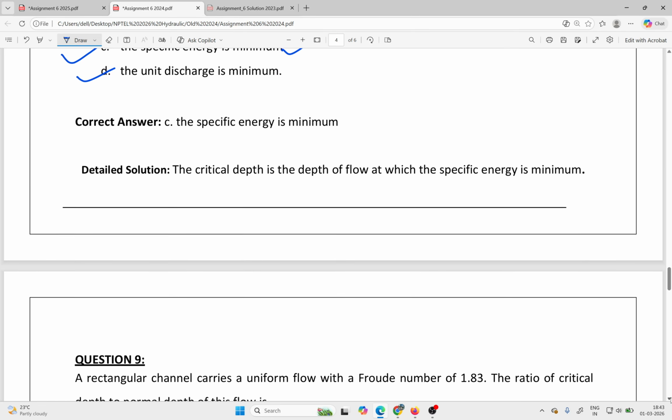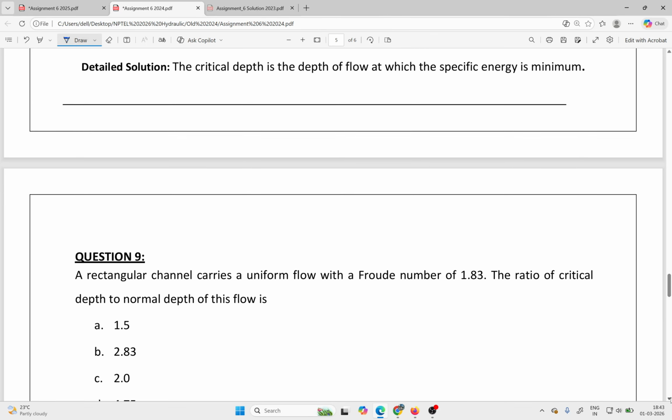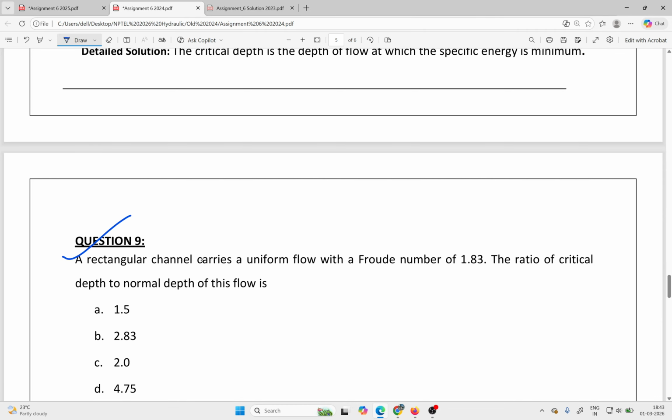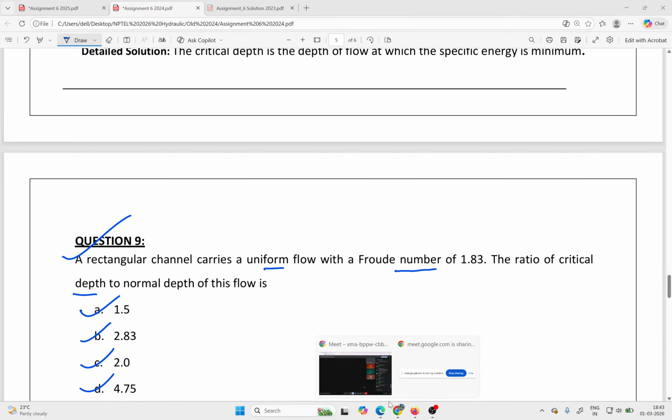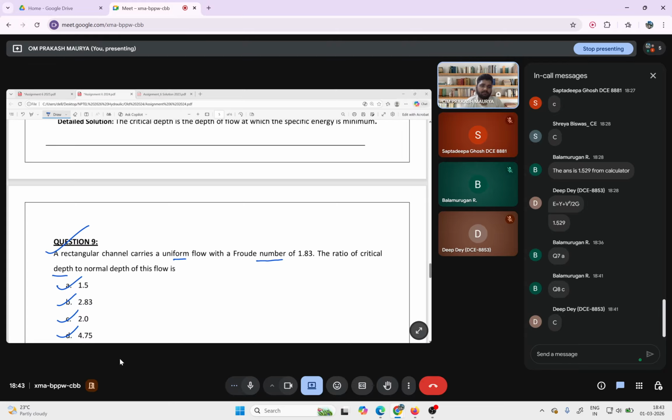We'll move on to the next question, question number 9. A rectangular channel carries a uniform flow with a Froude number 1.83. The ratio of critical depth to normal depth of this flow is: option A 1.5, option B 2.83, option C 2.0, option D 4.75. For question 9.